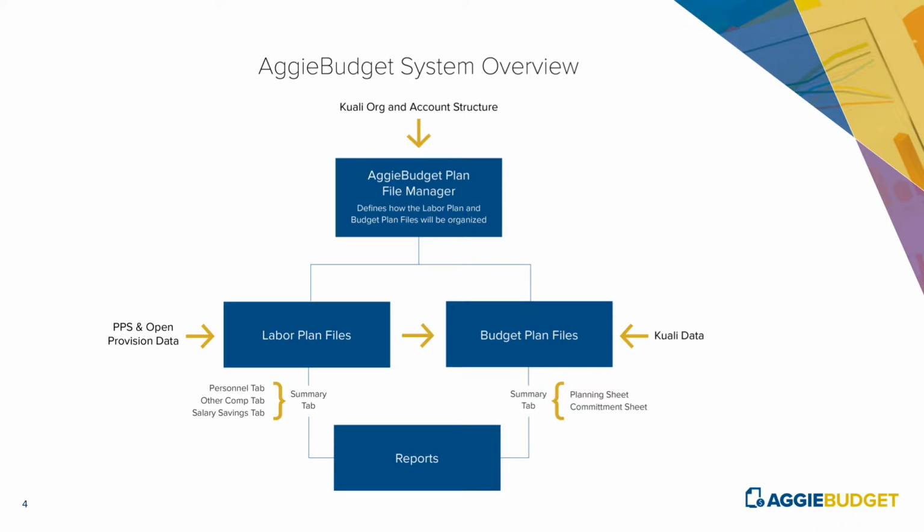So the system overview, again as a reminder, is built from the Koale org and account structure, which goes into Plan File Manager. Whomever is your Plan File Manager for your unit will be the person organizing and defining how the labor plan files and the budget plan files are built. Where we're going to be focusing today is on the labor plan files, and those are being populated with PPS and open provision data. Labor plan files feed into the budget plan files, and all of that will populate reports for you. So that's the reward at the end of the budget cycle.